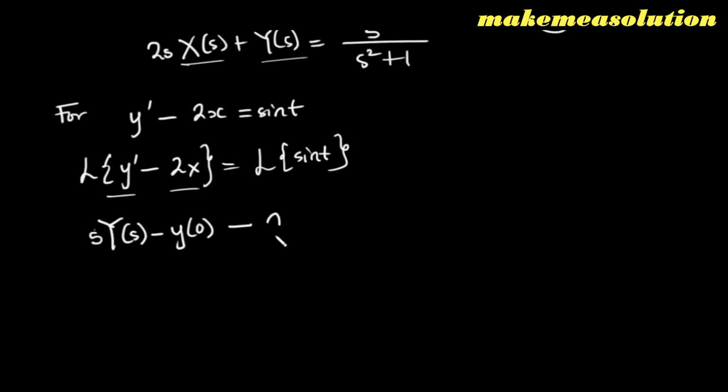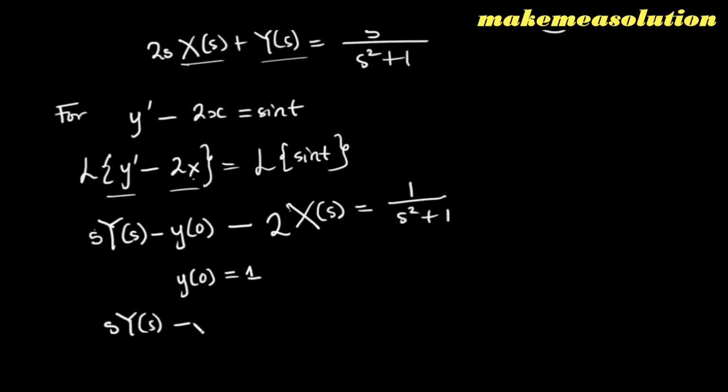Then minus 2, then the Laplace transform of x is capital X of s, and is equal to the Laplace transform of sine t for an angular frequency of 1, which is going to give you 1 all over s squared plus 1. Is that okay? So we apply the initial condition y of 0 equal to 1, and we are going to get s Y of s minus 1 minus 2X of s is equal to 1 all over s squared plus 1.